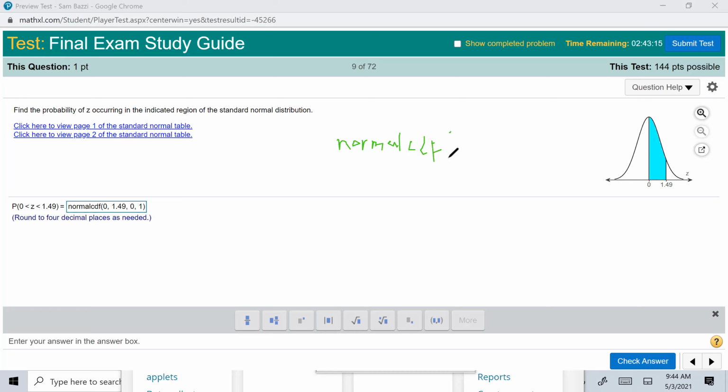So you just enter the lower bound here, comma, then you enter the upper bound, comma, and then you put 0, which is the mean, and then you enter the standard deviation, which is 1. Remember, when working with Z, the question is about Z, the mean is 0 and the standard deviation is 1. That's what I'd like you to walk out of today's session with. All right, next.